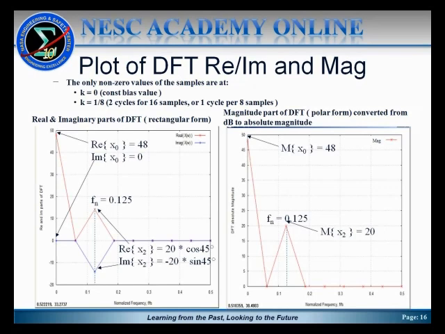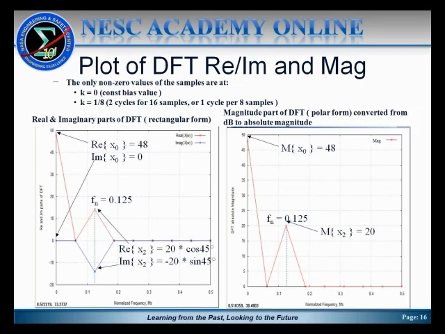Then the only other place where this waveform should have any output is at the frequency of 1 over 8. And sure enough, if you look at the figure on the left, the red curve shows a value of 14.14, which is 20 times cosine of 45. The blue or imaginary shows a value of minus 20 times sine of 45, which is minus 14.14.